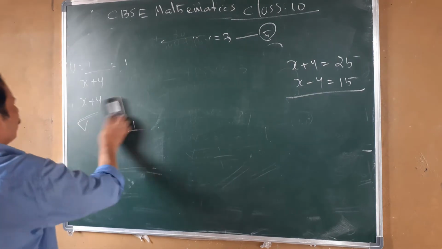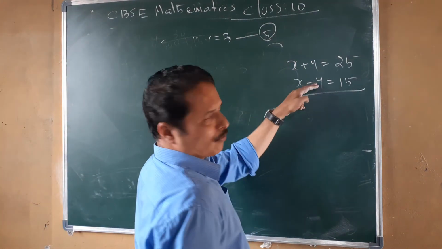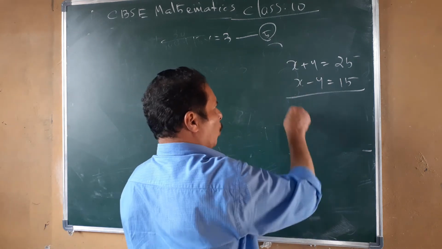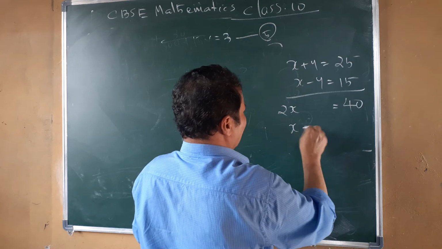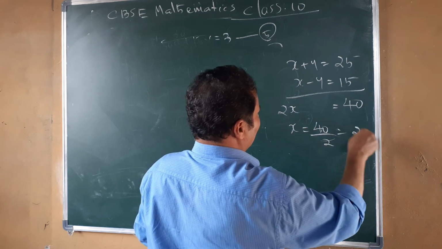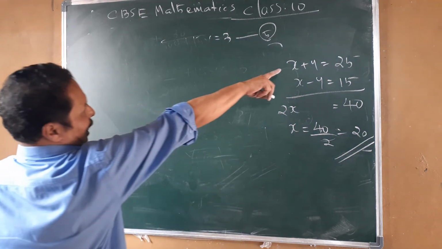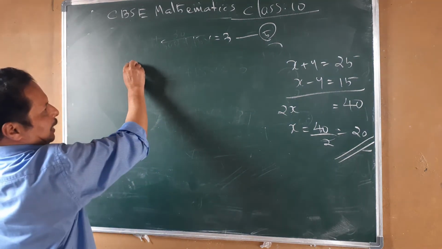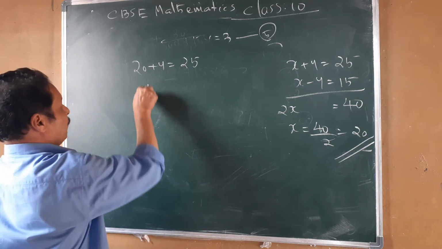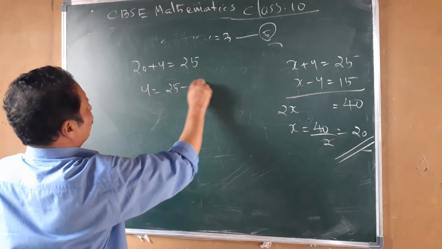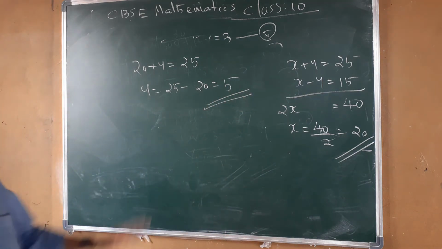Is it completed? Now by elimination method, plus y and minus y added give 0. So by adding you get 2x equal to 40. X equal to 40 divided by 2 equal to 20. Okay. And substitute that value in this equation. X is equal to 20. 20 plus y equal to 25. Y is equal to 25 minus 20. That's equal to 5. Is it completed?